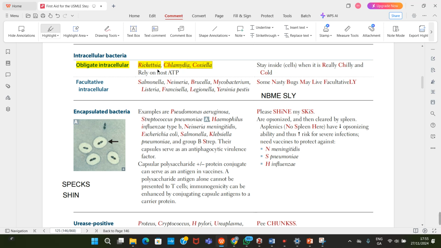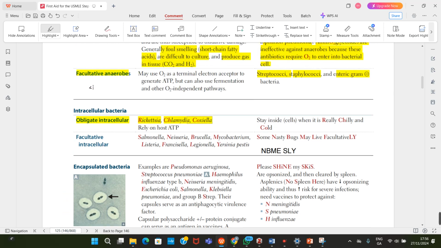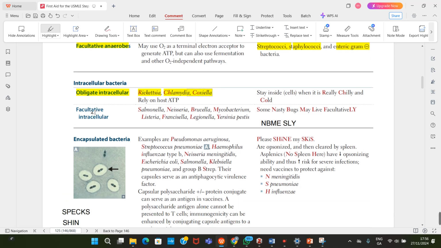They share so many things in common. They are obligate intracellular organisms. Once you take them out of the host, they are dead. And we have the facultative intracellular. Just like I was explaining under facultative anaerobes, facultative intracellular means that they can produce the ATP by themselves. And if you put them inside the cell, they will use the ATP produced by the cell to survive. So any which way, they will still live.